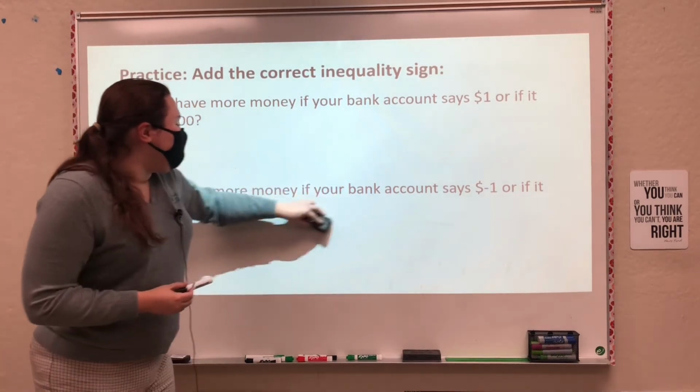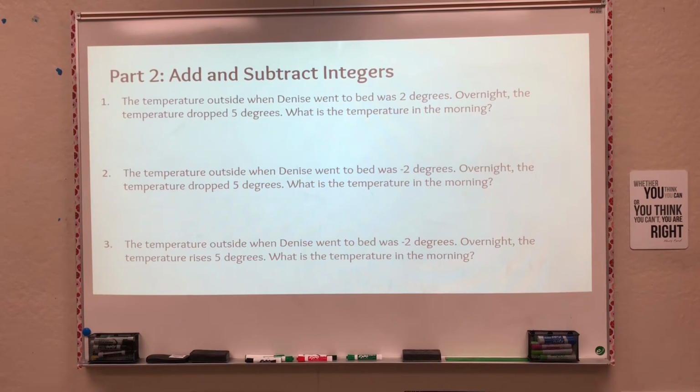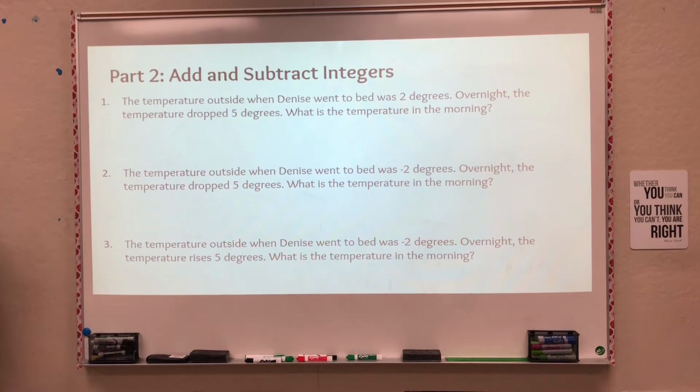Then we can go ahead and get into some of the math. So we said we were going to add, subtract, multiply, and divide integers. I'm going to start us off with some word problems that will relate back to adding and subtracting integers. We've got this first one here, says the temperature outside when Denise went to bed was 2 degrees. Overnight, the temperature dropped 5 degrees. What is the temperature in the morning?